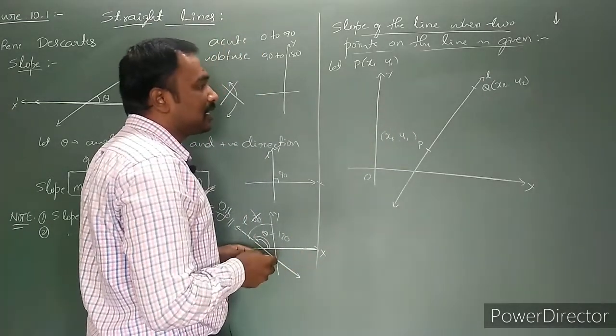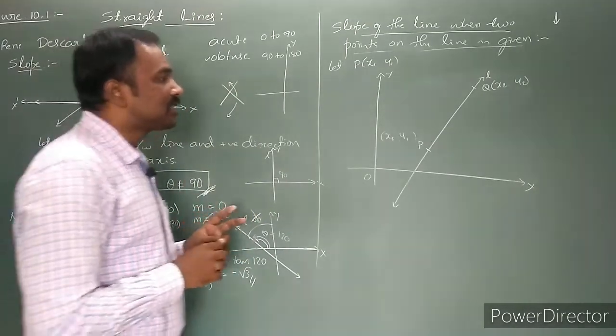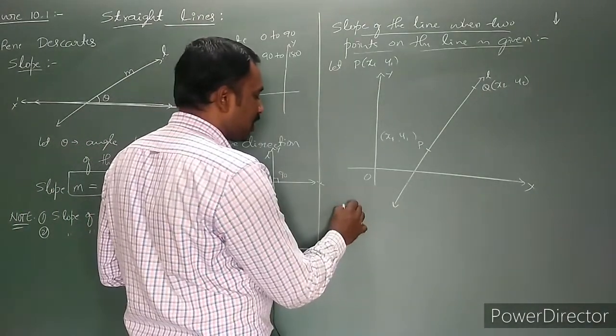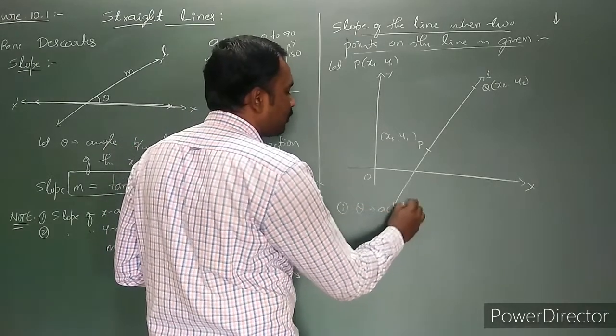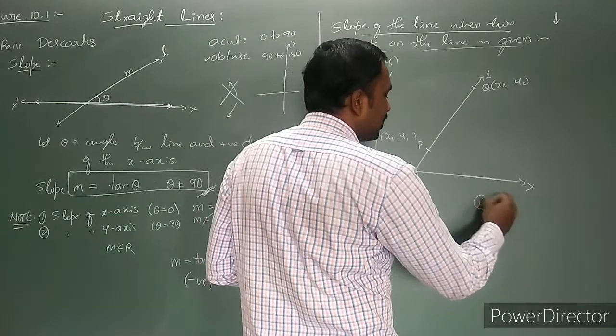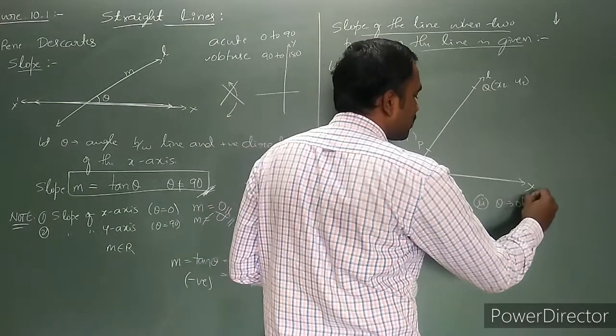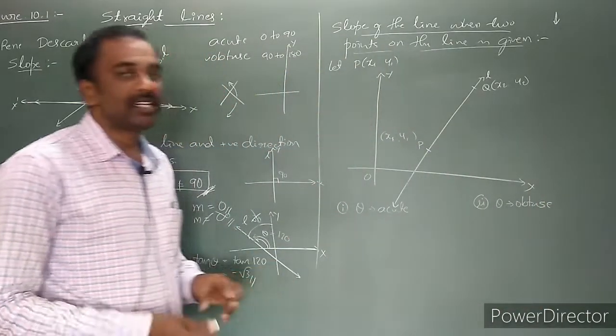How can I find? Here there arise 2 cases. What are the 2 cases? The first case is whenever theta is an acute angle. Whenever theta is an acute angle. The second case is theta is an obtuse angle. Theta is an obtuse angle. So let us come to know that.